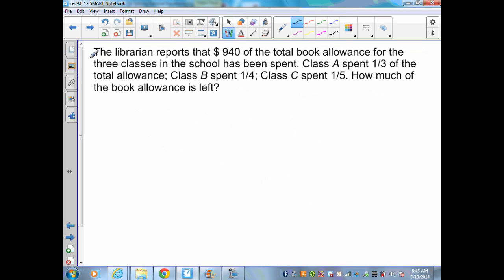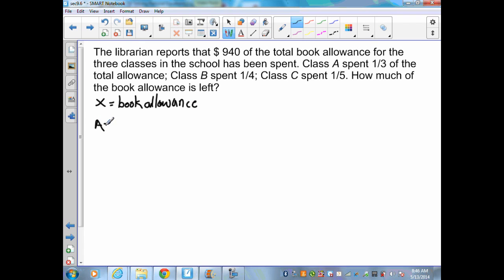On our last example, I have the librarian reports that $940 of the total book allowance for the 3 classes in the school has been spent. Class A spent 1/3 of the total allowance, Class B 1/4, and Class C 1/5. How much of a book allowance is left? Well, the one thing I don't know is what is the original book allowance. So I'm going to let x equal the book allowance. And I know I spent 940 of it. It's also given how much each class spent.